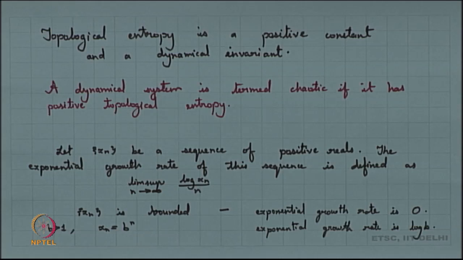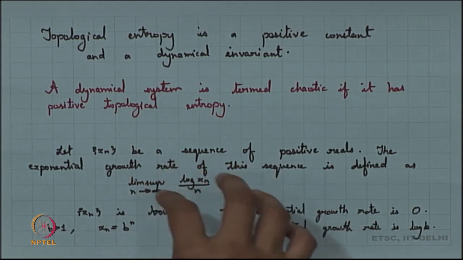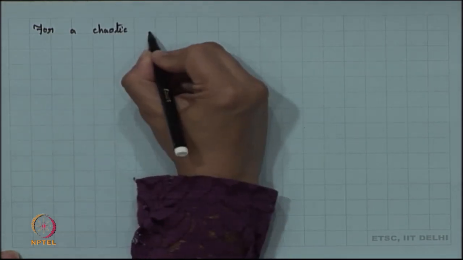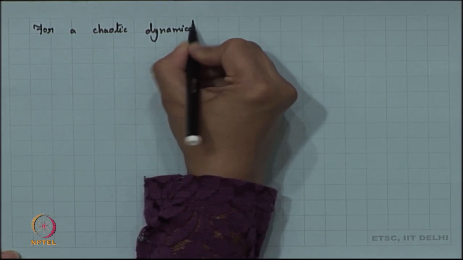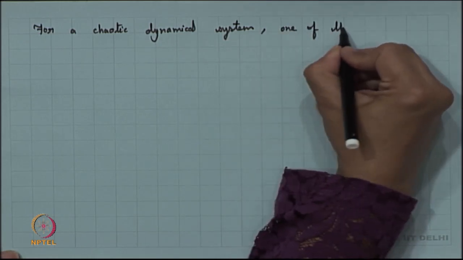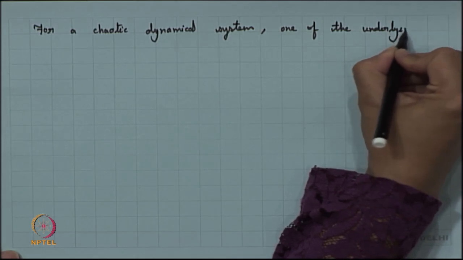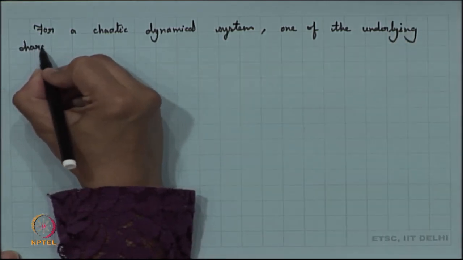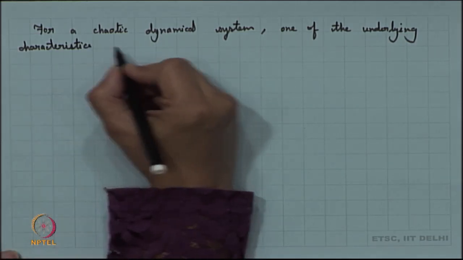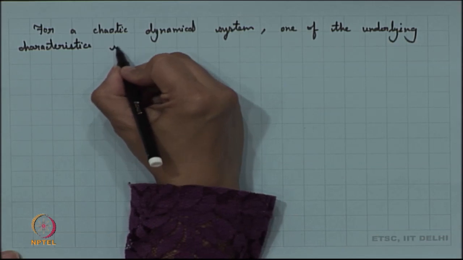So, we are now going to use this idea of exponential growth rate, but then we are working in a dynamical system. So, what kind of sequences do we deal with? So, for a chaotic dynamical system, one of the underlying characteristics is the different orbits.